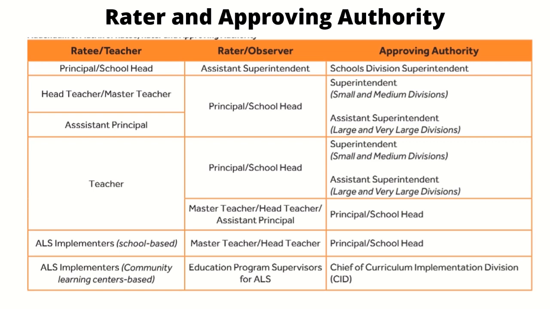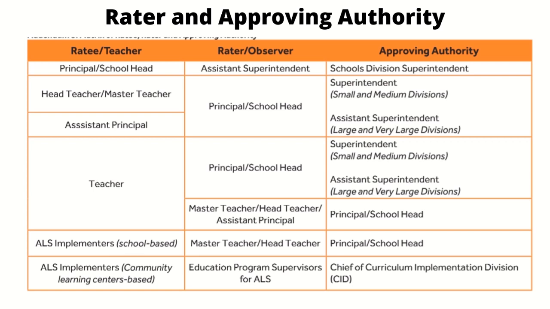So let's say, for example, you are the principal. Okay, this is situation 1. You're the principal. Who will be your rater? Well, your rater should be the assistant superintendent, right? This applies to principals, including school heads, a generic name that includes teacher in charge. So the rater should be the assistant superintendent and the approving authority is the schools division superintendent.